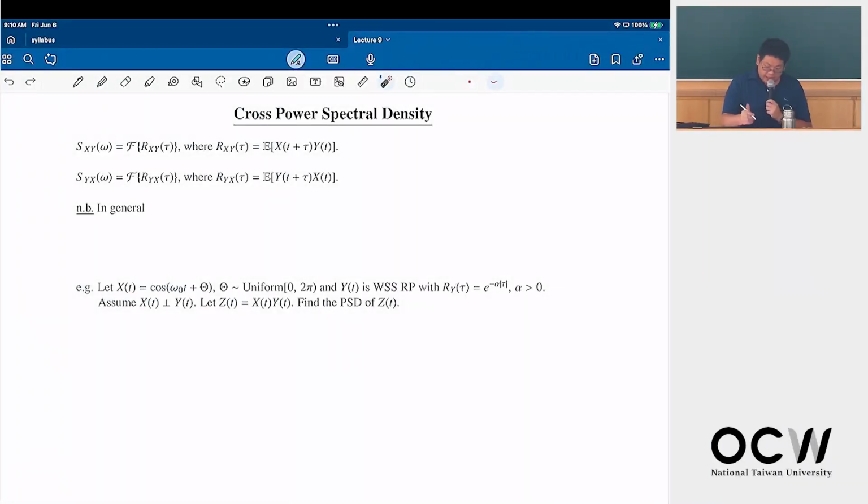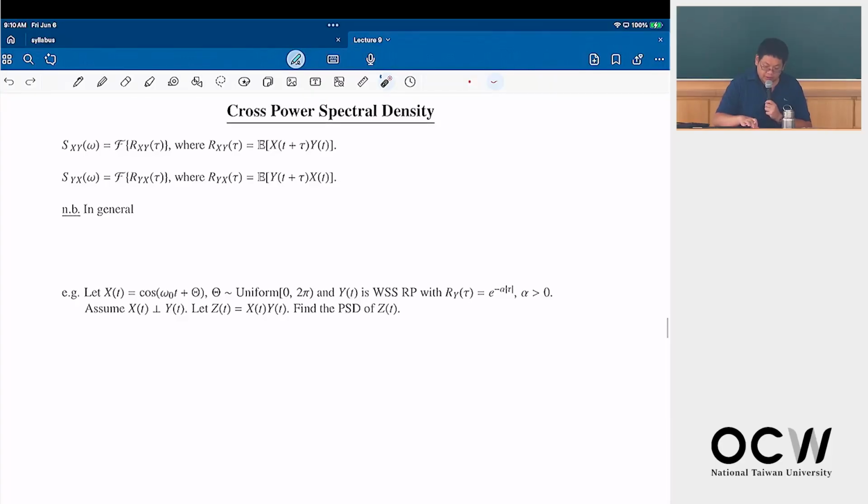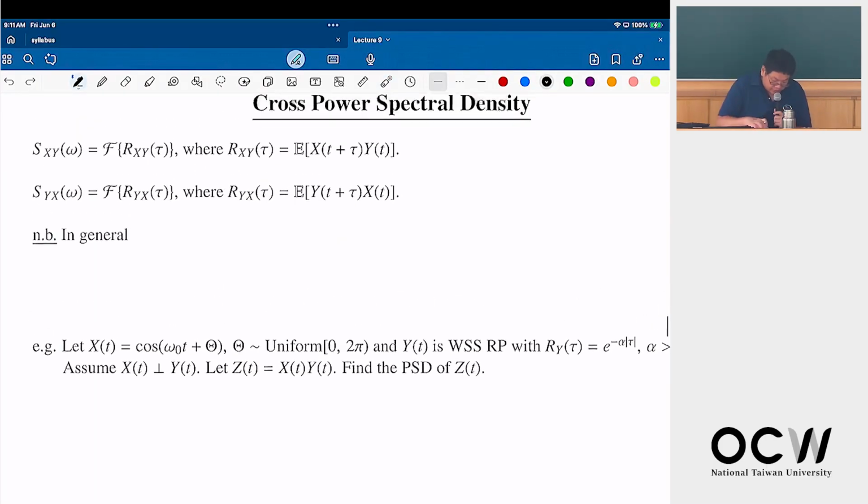Today we will start from the cross-power spectrum density. For the cross-power spectrum density, we have the definition here. For x and y, that is also the Fourier transform of your cross correlation. And here, xy and yx, you will see this is different. They are not equal.